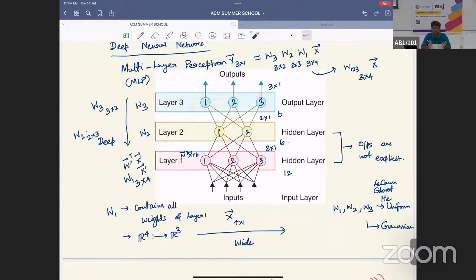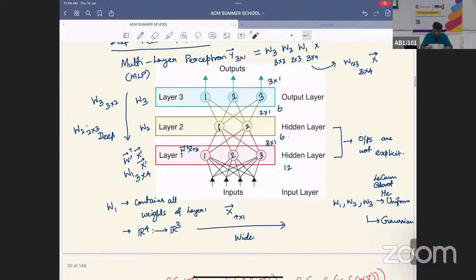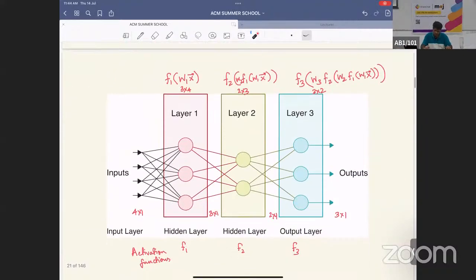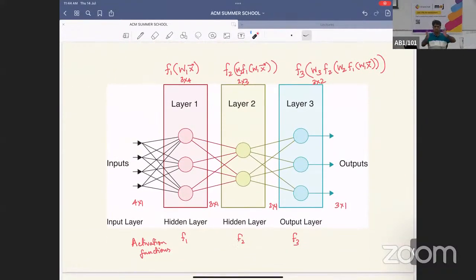Everyone understood this full process? Okay, this is a normal neural network. So let's move on and try to see it another way. Here we had avoided the activation function. So let's see these neural networks along with the activation function. Suppose after the first layer, I am applying activation function F1. After the second layer, I am applying another activation function F2. And after the third layer, I am applying another activation function F3.